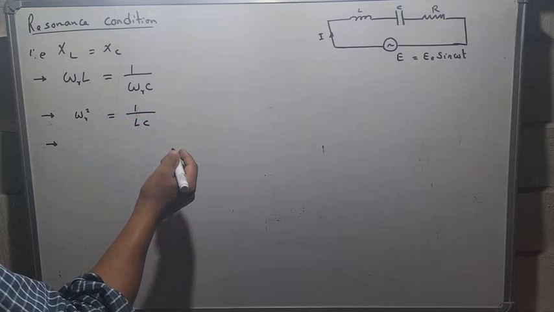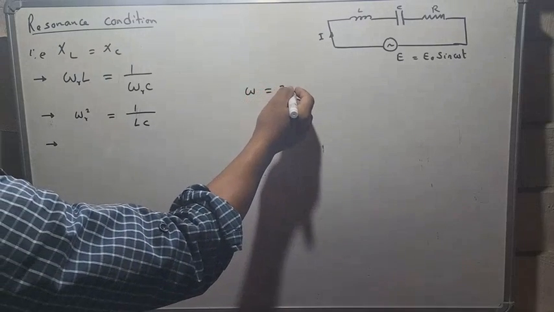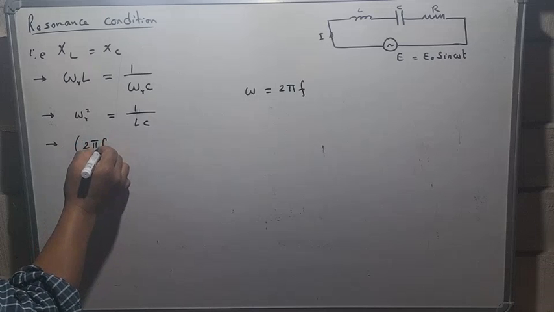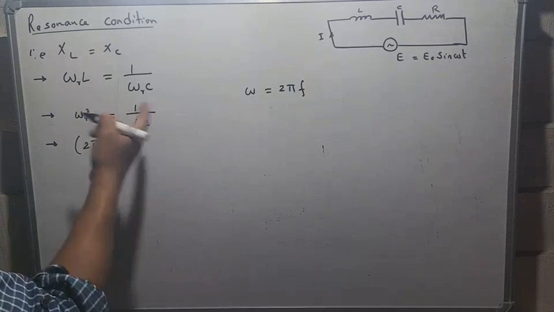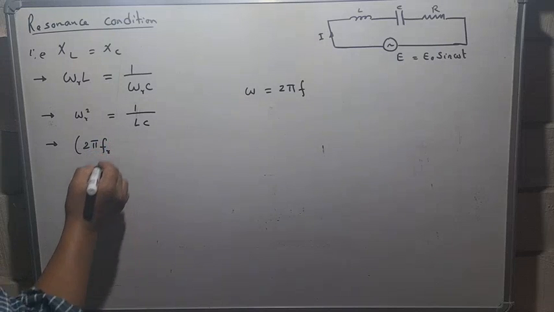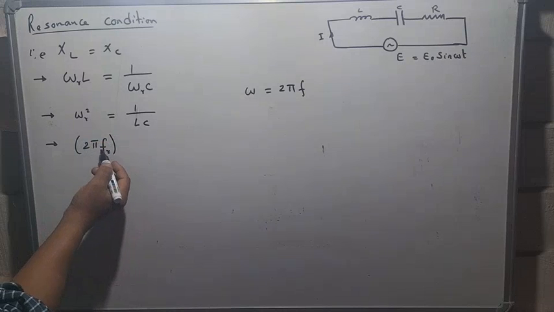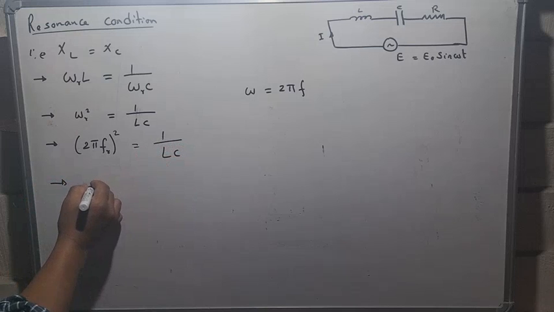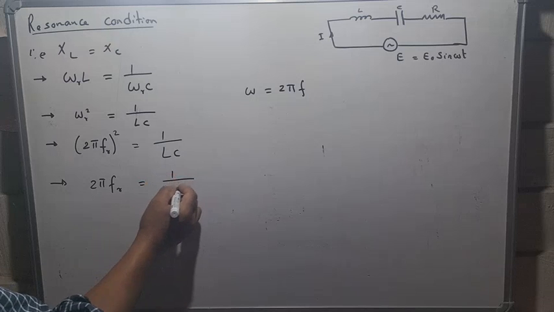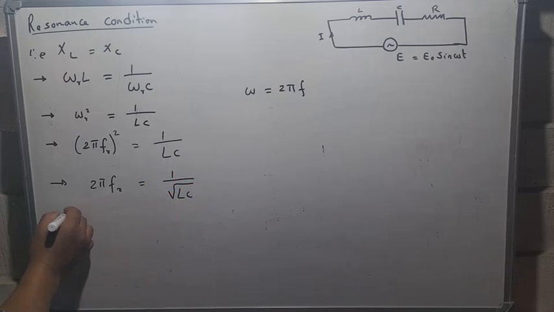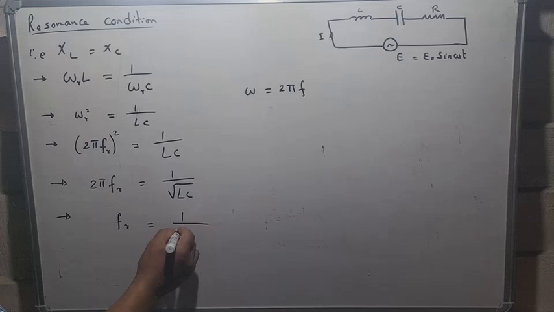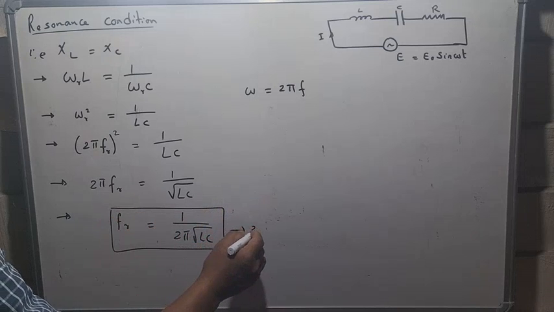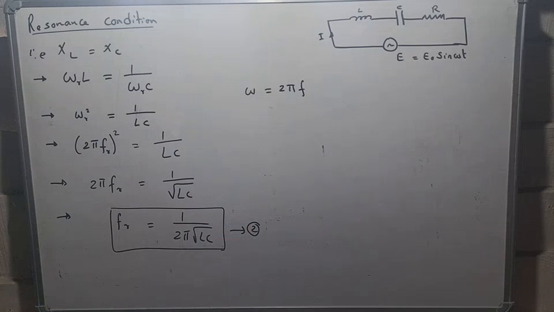Do you know that this omega is related to the linear frequency as 2 pi f? So instead of omega R, I'll write 2 pi f. And because it is a resonance condition, this frequency should also be written as fr, which means the resonance frequency. So 2 pi fr will be 1 over root LC, or fr is equal to 1 upon 2 pi root over LC.